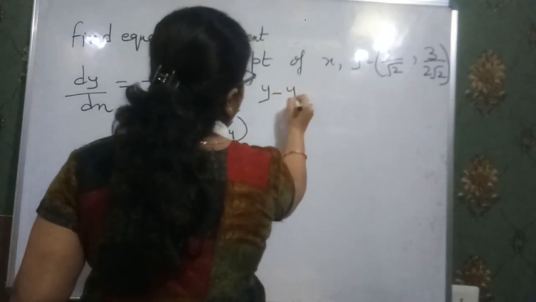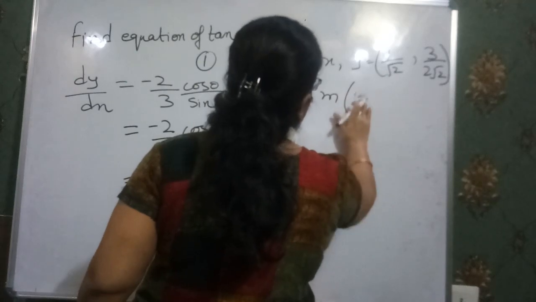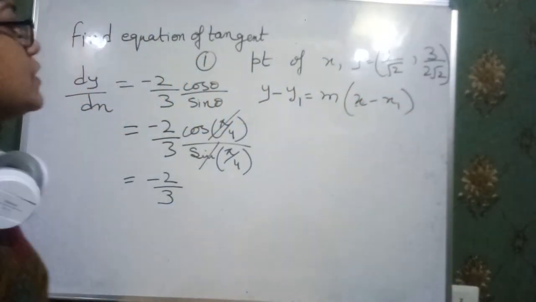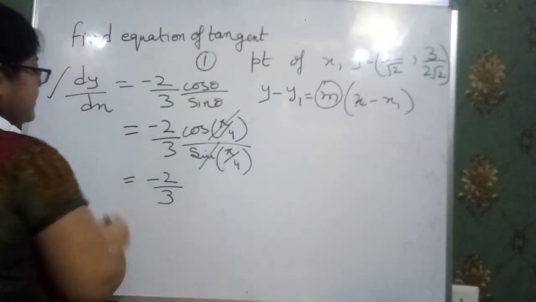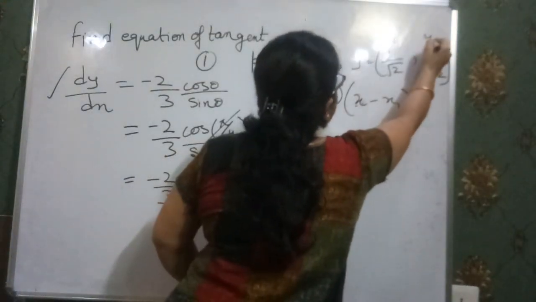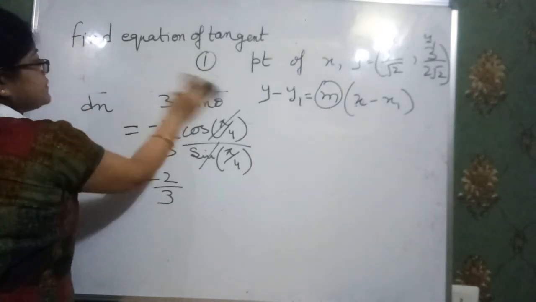y minus y1 is equal to m times x minus x1. This formula we have to use. What is the value of m? m is dy by dx. And this is x1 and this is y1. So it is now easy to find the equation of the tangent.